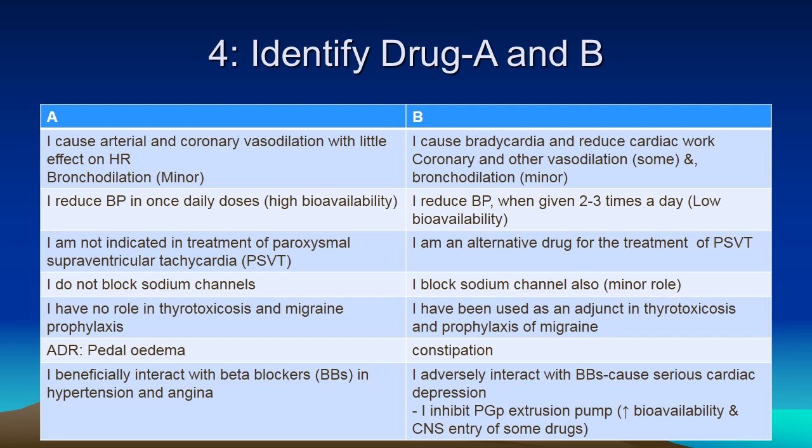Typical adverse reaction with A drug is pedal edema, with B drug is constipation and bradycardia. A drug can be given with beta blocker, B drug cannot be given with beta blocker. In addition, B drug has an ability to inhibit P-glycoprotein in blood-brain barrier and GIT. Therefore, it may increase bioavailability and CNS entry of a few drugs.